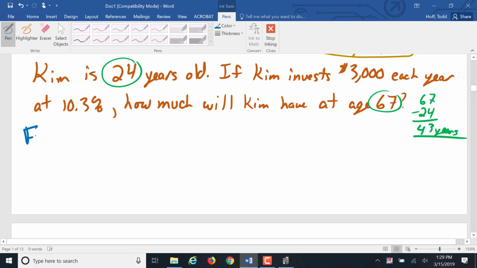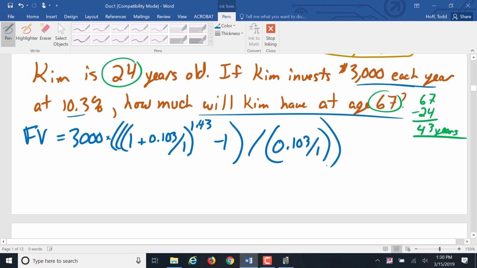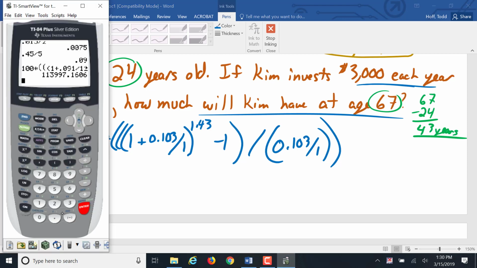So for our formula, we're finding a future value. We want to know how much she'll have at the end. That's a future value. We have a payment of $3,000 times 3 open parentheses, 1 plus our rate, 0.103, divided by making the payment each year, so that's 1 period a year. So divided by 1, to the power of 1 times 43 years, minus 1, close parentheses, divided by 0.103 divided by 1, close and close. Now some of you may have noticed, since it's once a year, a lot of those ones dividing by and multiplying by ones could have been eliminated, but we're going to leave them in there just for consistency.